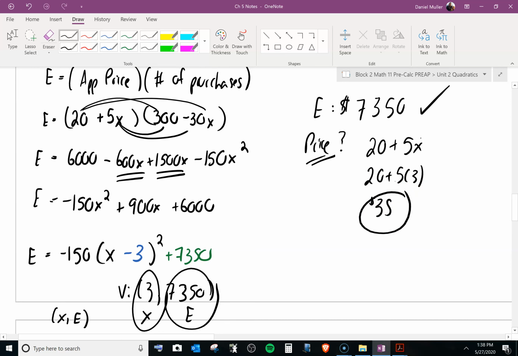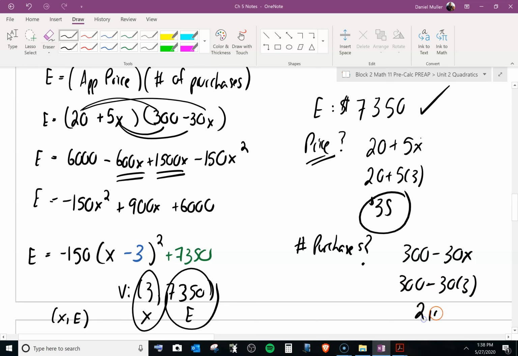I think that's all it asks, but how about the number of purchases? Well, because we knew we had 300, but we're losing a bunch. We're losing 30 x's. Now, x's are 3 of them, right? So 30 times 3, that's 90. So 300 minus 90 is 210. So I'm doing 35 bucks for the app, and only 210 will buy it. But that gets me the maximum. And if you multiply that, you're going to get 7,350.